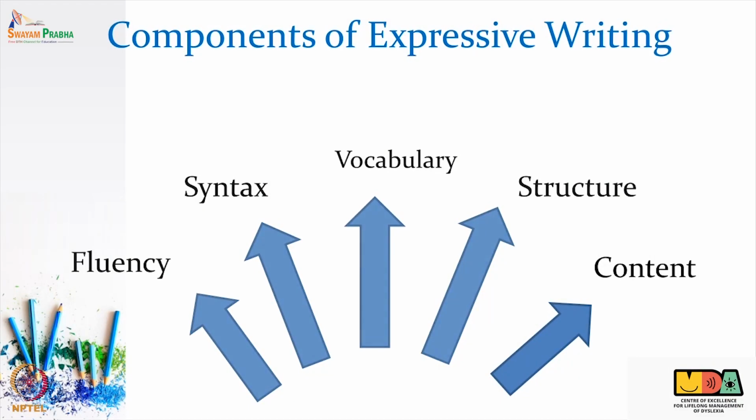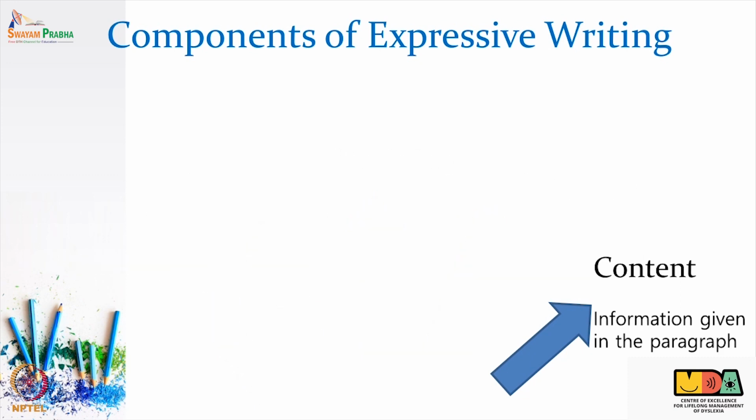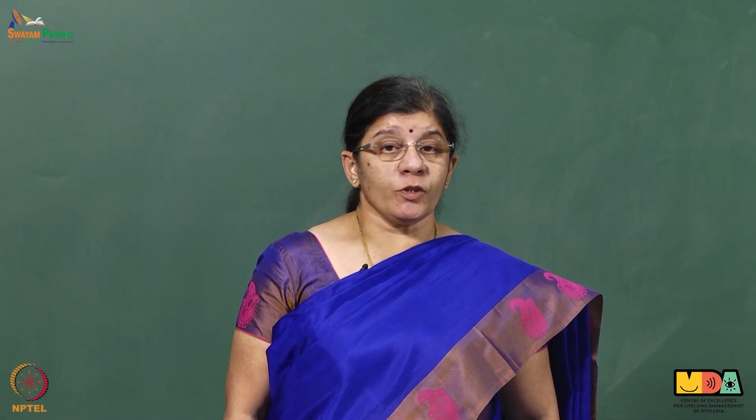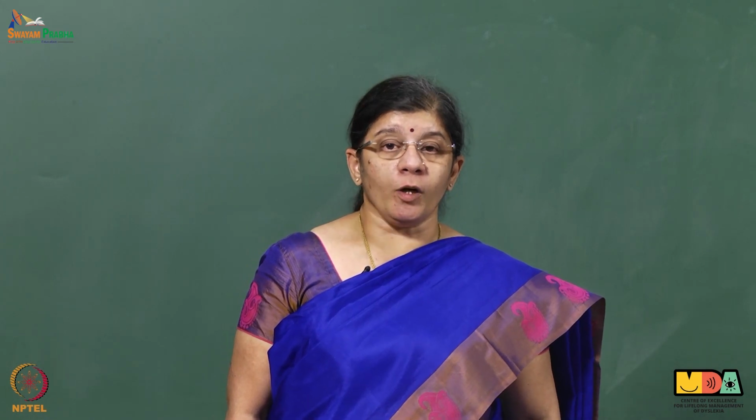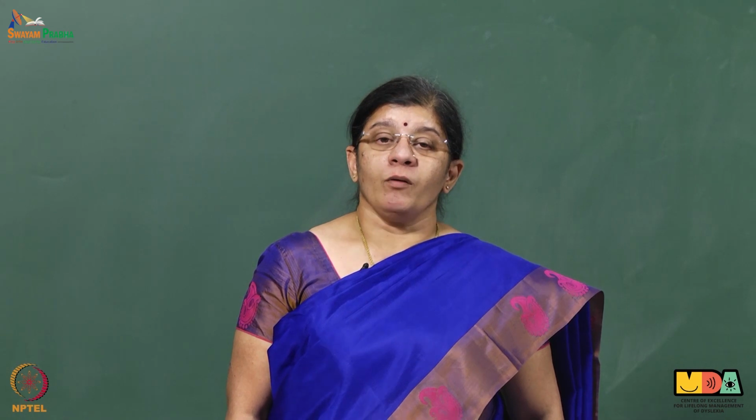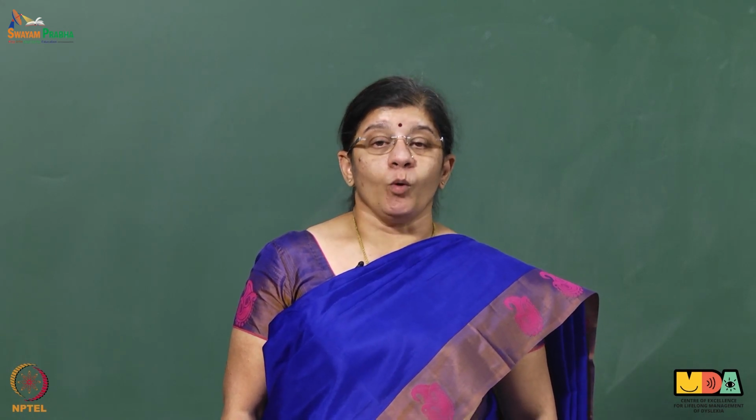The last component of writing is content. Content is the details which need to be written in a paragraph. The details which need to be presented have to be consistent and related to the topic. Children with specific learning disability or dyslexia will have severe difficulties where they will not be able to put their thoughts and ideas in a proper structure, and the content would not be related to the topic.